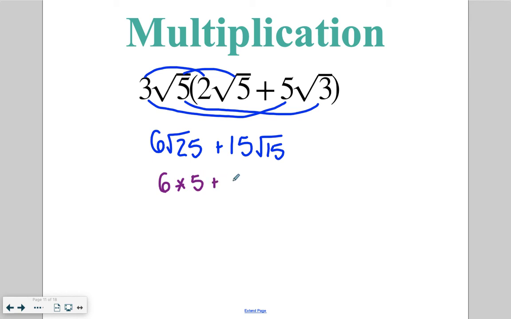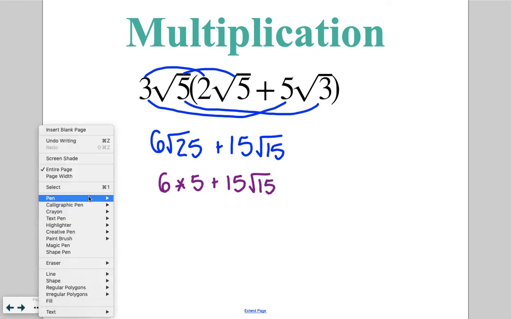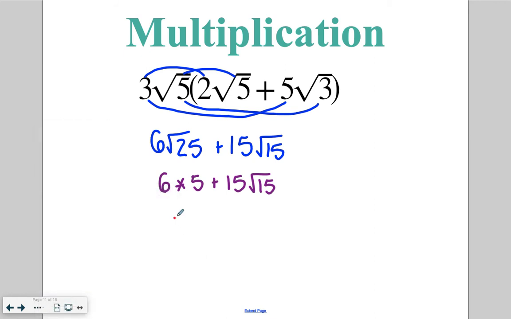And then plus 15 times the square root of 15, which can't be divided by a perfect square, so that square root is simplified. And then we've got 6 times 5, which is 30. So I've got 30 plus 15 square root of 15. That is where we have to stop.